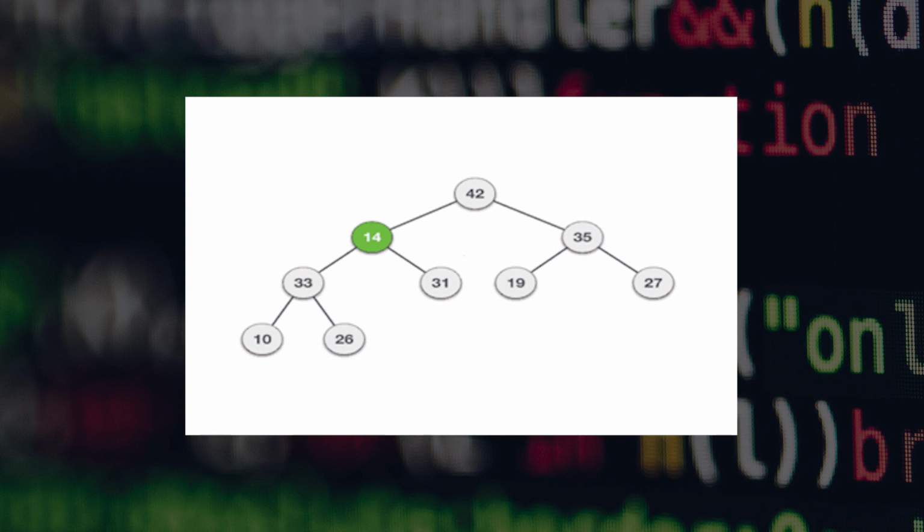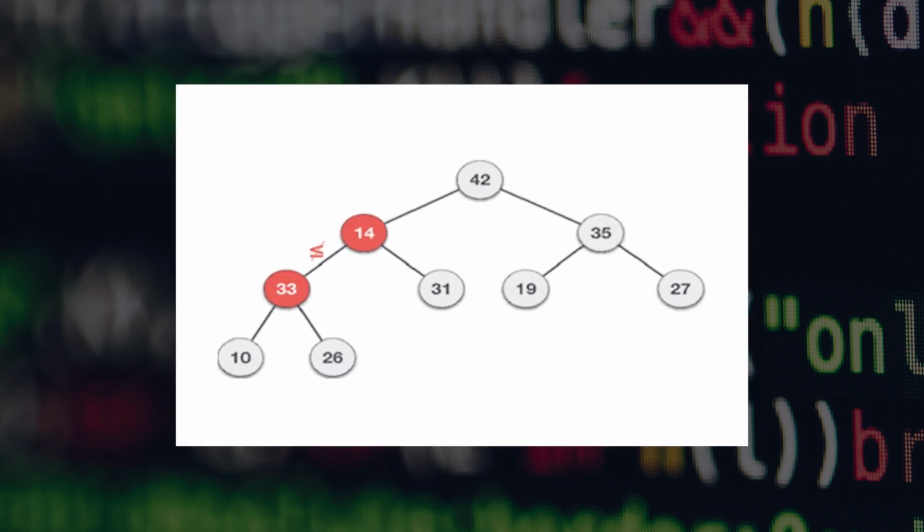In this diagram, we observe that 42 is the root node and 14 is the left child. Now 14 is the new parent of left child 33 and right child 31, but previously 42 was the parent of these two children. So we compare both the children, 33 and 31. Here we observe that 33 is greater than 31. So again we compare this value with the parent node, 14, and we observe that 14 is less than 33. So we have to swap the elements. That means 33 will be the root and 14 will be the left child of 33.